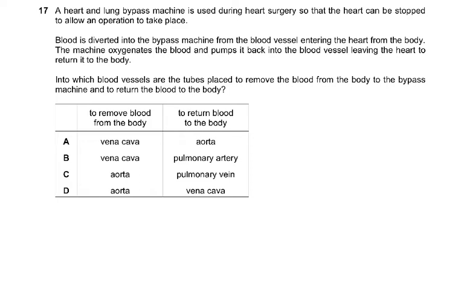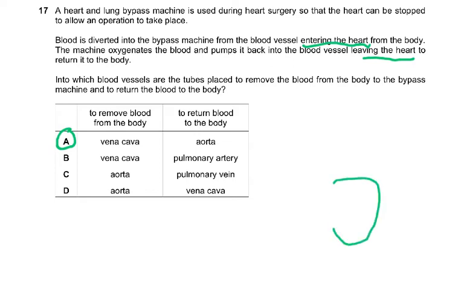It says the blood is diverted into the bypass machine from the blood vessel entering the heart from the body. So that has to be the vena cava. And then the machine oxygenates the blood and pumps it back into the blood vessel leaving the heart to return to the body. Which is the blood vessel which leaves the heart to take blood to the entire body? That's the aorta. So the vena cava and the aorta are the ones you're going to be talking about. They've given you a slightly difficult thing to comprehend.